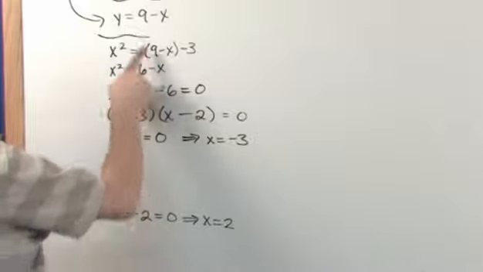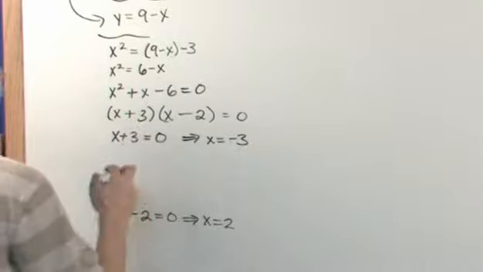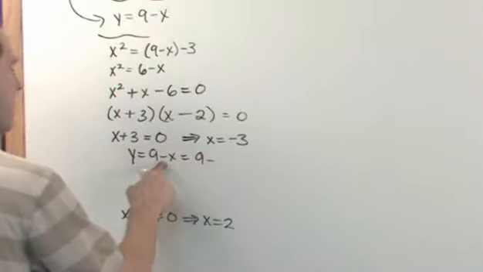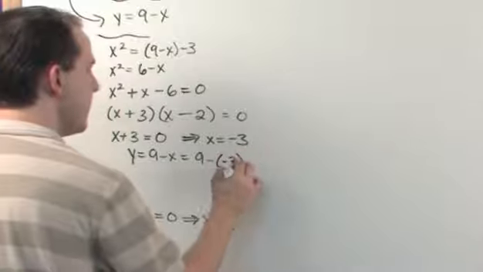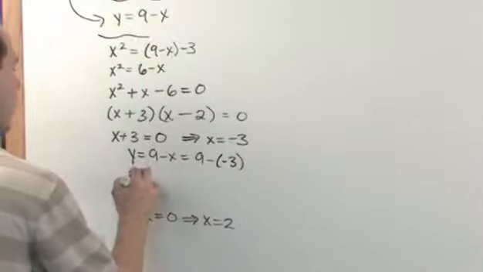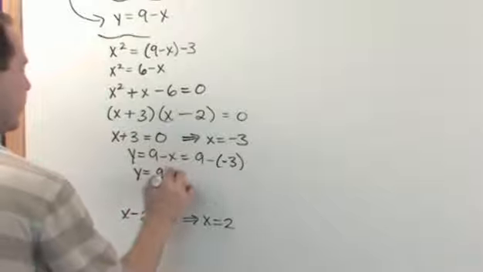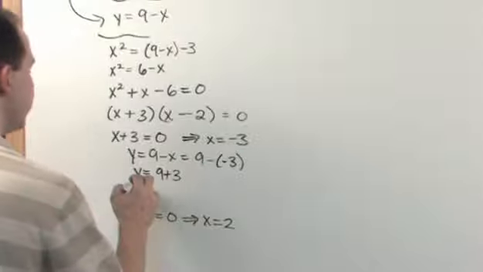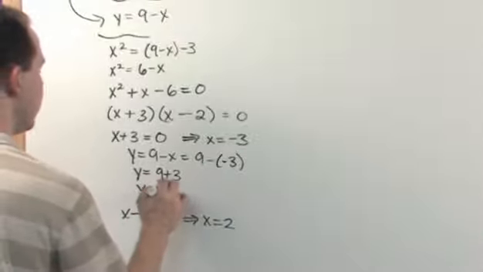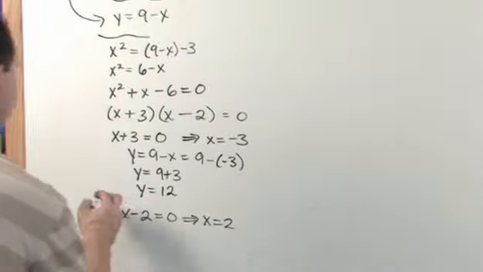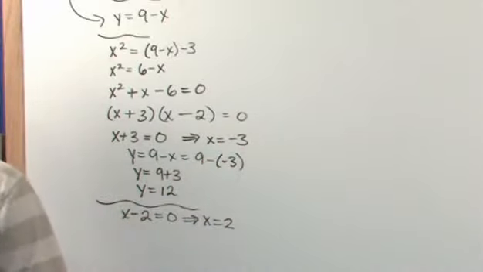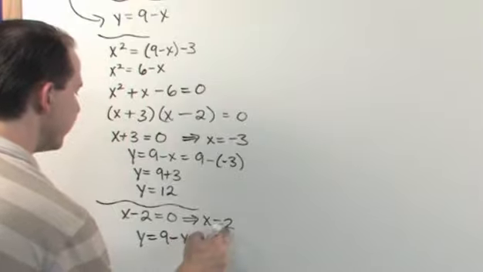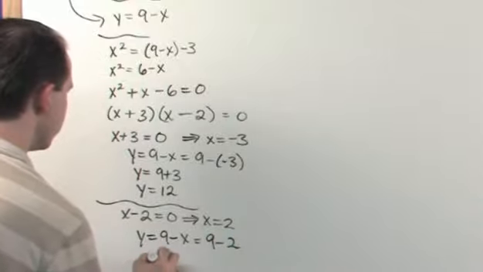Now let's find the corresponding values for y. We have an equation that gives us y in terms of x. y is equal to 9 minus x, but x is equal to negative 3. Make sure and keep your signs right. So y is going to equal 9 plus 3, negative times a negative gives me a positive there. So then y is going to equal 12. Okay? And this 12 goes with the solution here. Now, y is 9 minus x, which is 9 minus this x, which is 2, so y will equal 7.